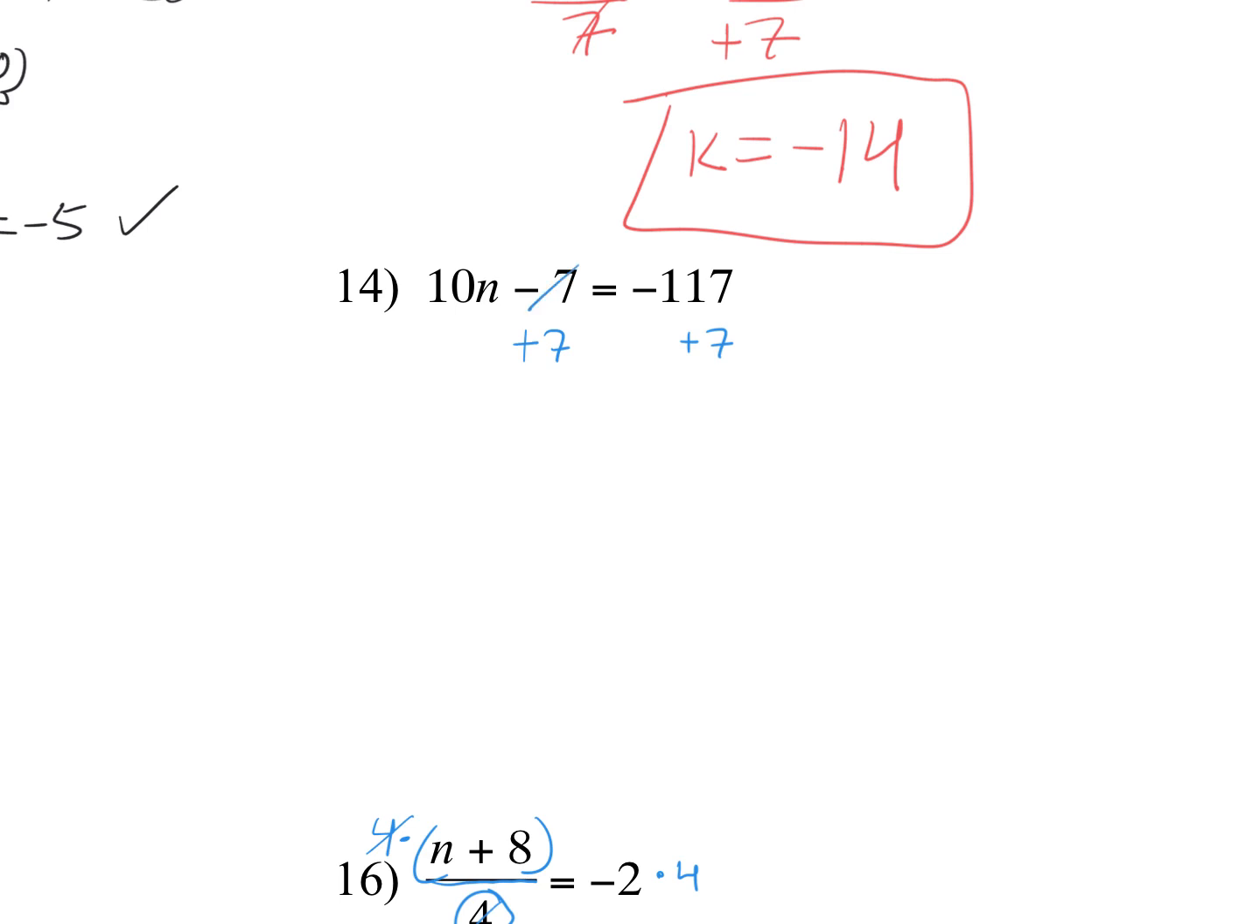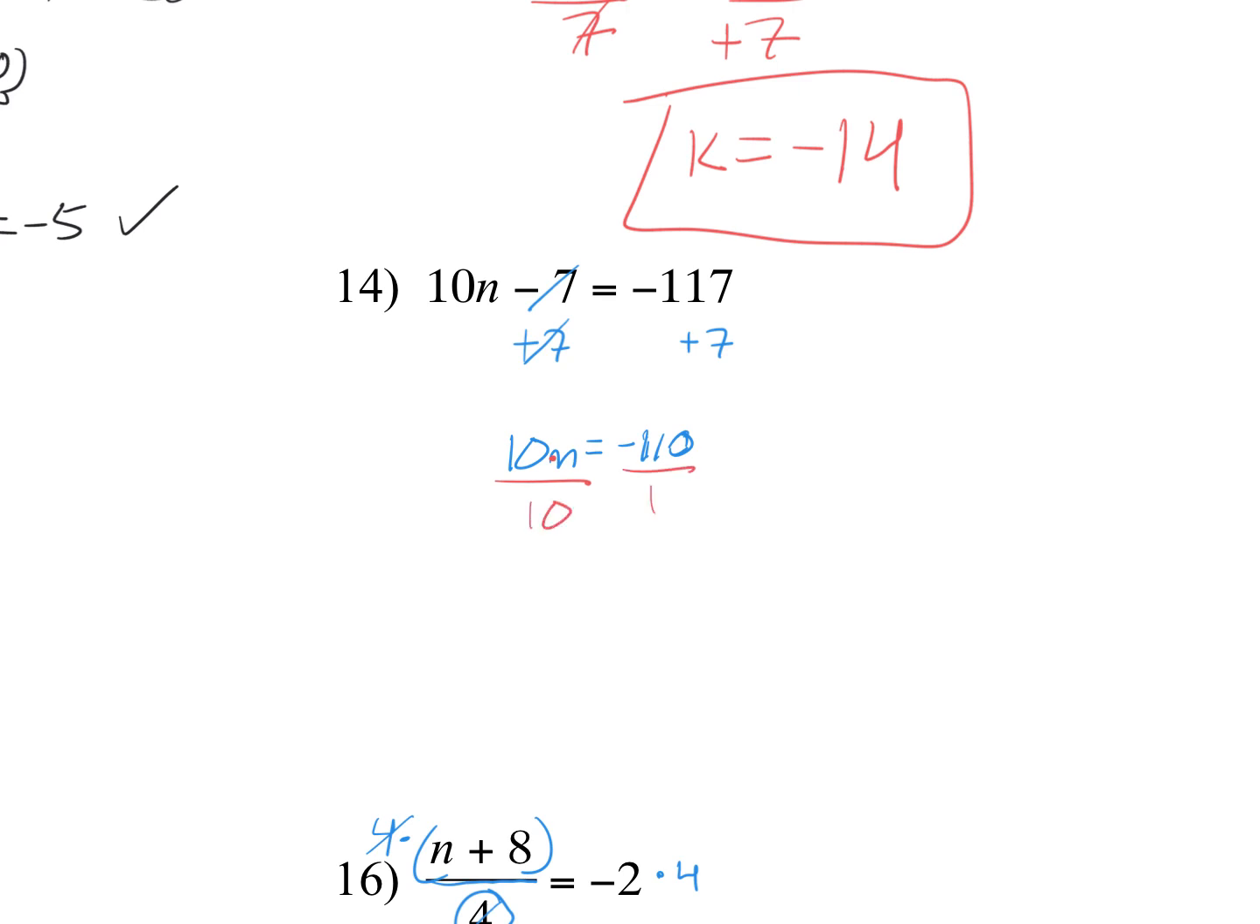So the negative 7 plus 7 goes away. We get 10n equals negative 117 plus 7, which is negative 110. They have opposite signs, so we subtract and keep the sign of the bigger number. And then now we have a 10 times n. 10n is the same as 10 times n, don't forget that.